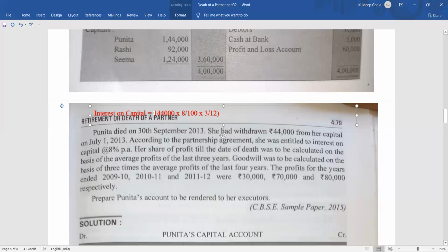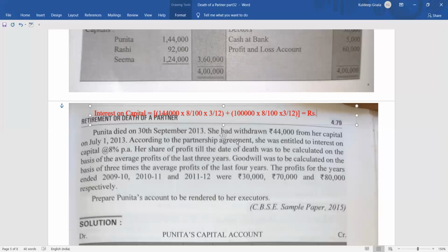Plus, she is also going to get interest on the remaining amount after the drawings, which is 1 lakh, again at 8% for the remaining 3 months. This is how the calculation for interest on capital will be done. This is the key point here. I hope all of you understood this point. So let's see what will be the amount here.